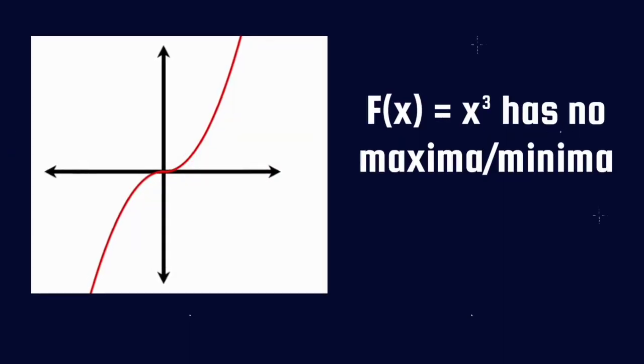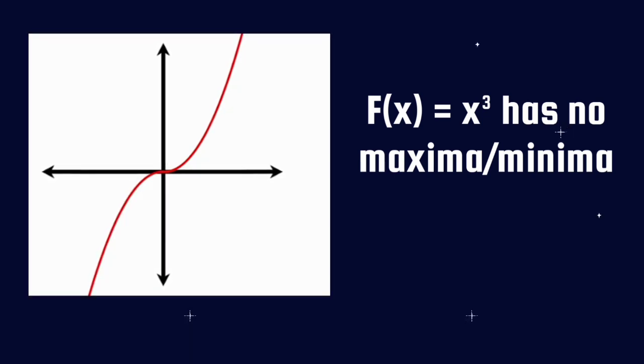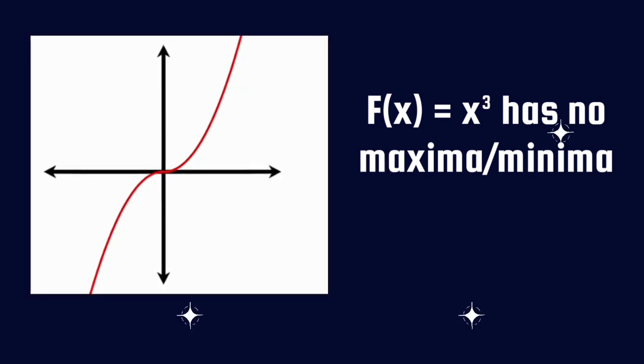Let us consider a function f of x equal to x cubed. This function does not have maximum and minimum points. It is an increasing function as it moves from the left, the negative axis, to the positive axis, and so it does not have maximum and minimum points.